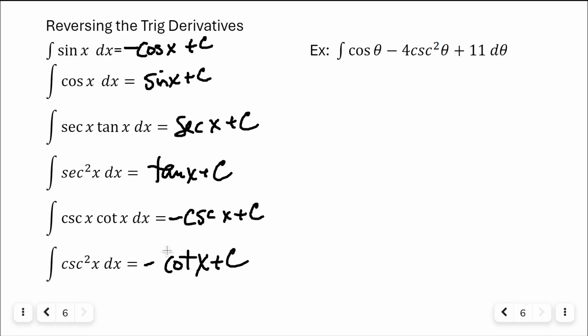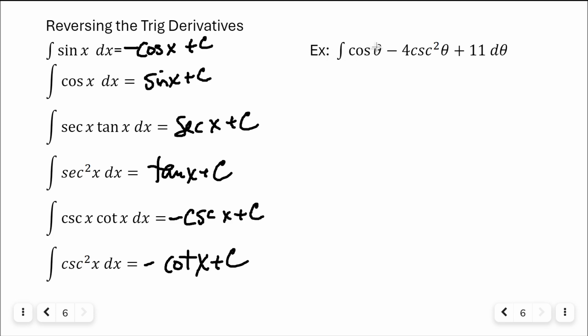So these are a bunch of rules. Do you have to memorize them? Not necessarily. If you understand how they work, you really don't have to memorize them. You just need to know, hey, the integral of secant squared, whose derivative is secant squared? Tangent. That's the answer. Okay.